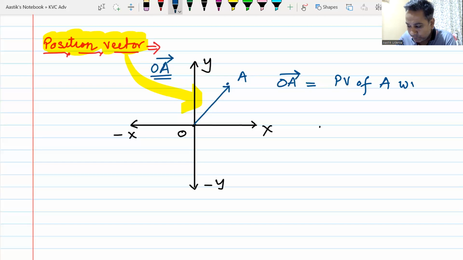So if you know where O is, you can find out the position of point A by drawing a vector. The vector which tells us the position of point A with respect to the point O is known as the position vector. Do you understand this? Yes. That is the position vector. It tells us the position of a particle. Have you noted this down?